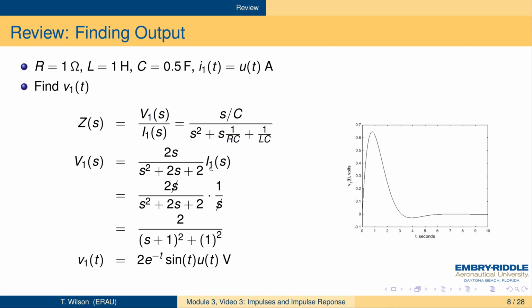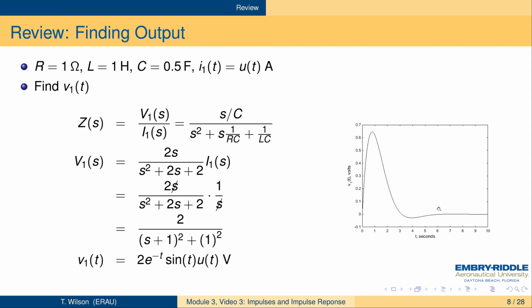And then multiply that by the transform of the input, which is 1 over s. In this case, the s's cancel out. The s in the numerator of the transfer function, or the driving point impedance, and the s in the input Laplace transform cancel out. And so here we're doing 2 over s plus 1 quantity squared plus 1, which we recognize as the Laplace transform of e to the minus t times sine t with an amplitude of 2. And that's in volts.